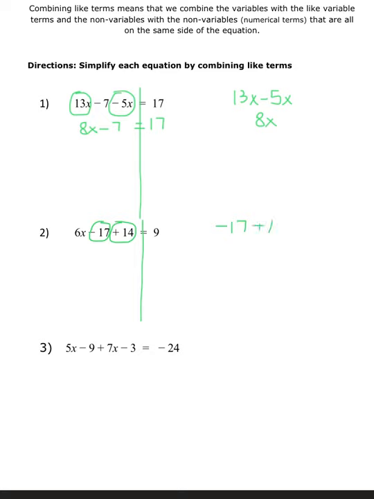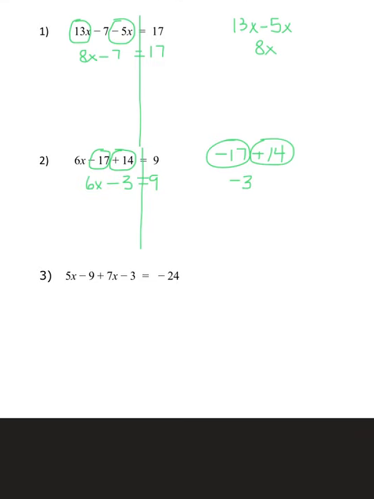Negative 17 plus 14. Well, if you look at them both, they're different signs. The rule for different signs is you find the difference or you subtract. So 17 minus 14 is 3, and take the sign of the larger number, which is the 17, so it's a negative 3. So now going back to the equation, I'll bring down the 6x because nothing's happening with that. When I combine the numerical terms, I got negative 3, or minus 3, equals 9. So there my equation is simplified and ready to solve when I get to that step.